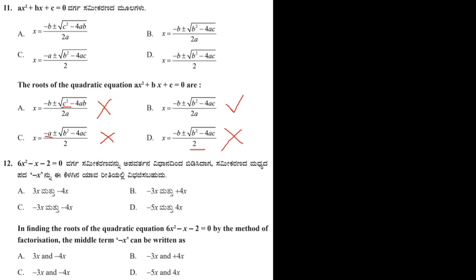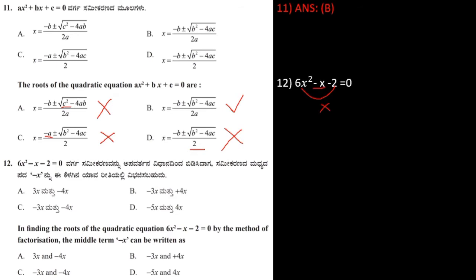12th one, in finding the roots of the quadratic equation 6x squared minus x minus 2 is equal to 0 by the method of factorization, the middle term minus x can be written as. Here the equation they gave is 6x squared minus x minus 2 is equal to 0. A similar type of problem we have also done in the videos, you can go through that.